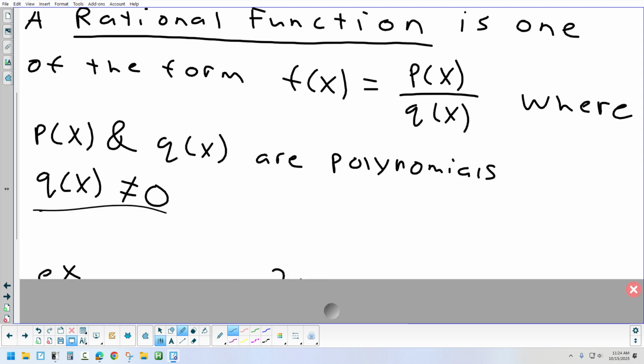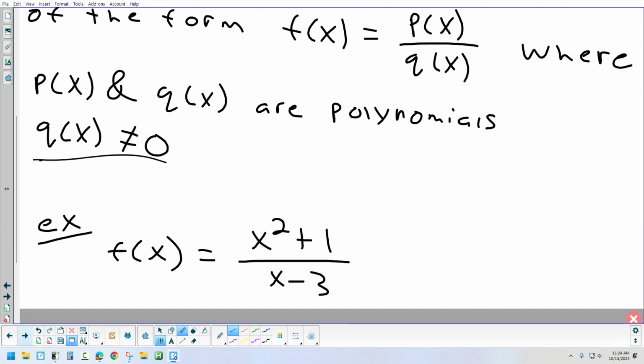That's what this says right here. So here's an example of a rational function. It's a quadratic in the top and a linear polynomial in the bottom. We'll talk about the domain in a little bit.